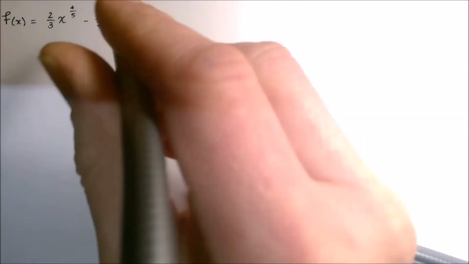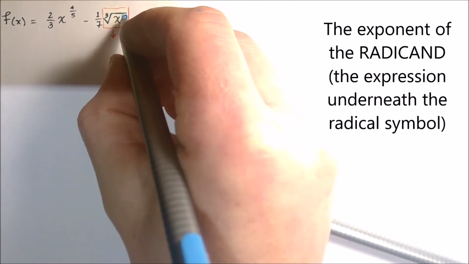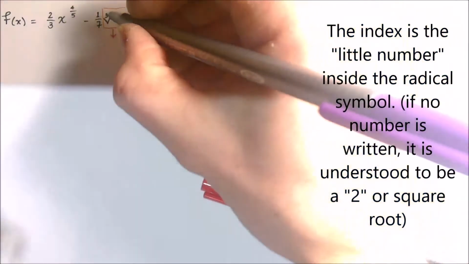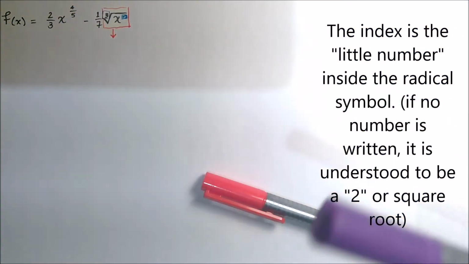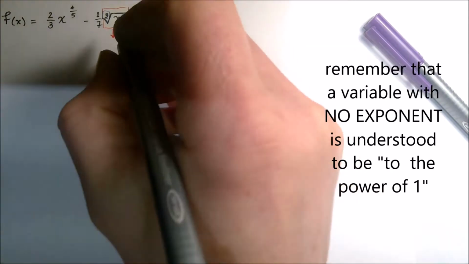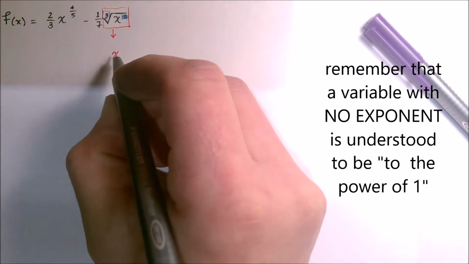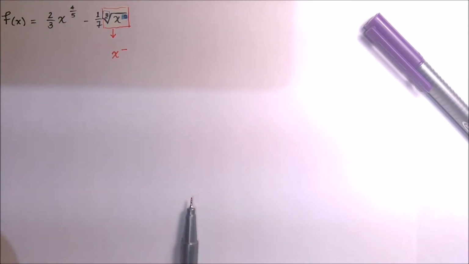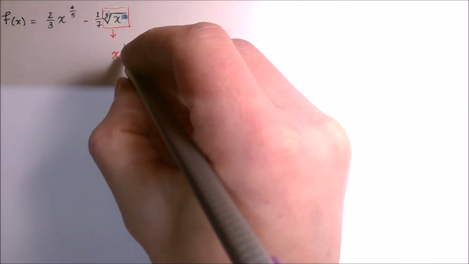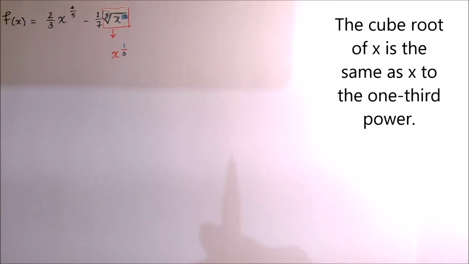So what that looks like is the exponent on x right here. Notice there's nothing written there. And then the index of the radical makes up the fraction, right? Since there's nothing written in that blue spot, that's understood to be 1. That's x to the first. So when we change that, we have x to the 1 over 3, right? That means the cube root of x is actually x to the 1/3 power.